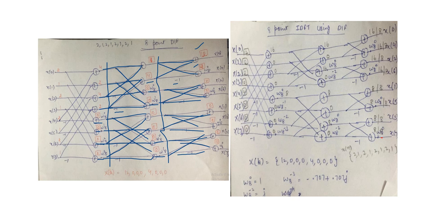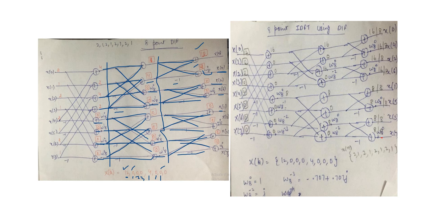So we write here 12. This 4 multiplied by W8^0, which is 1. 4 multiplied by 1 is 4. But this is the fourth point, X of 4. This is 0, this is 1, this is 2, this is 3. So we write 4 here. Then X of 2 is 0, so we write X of 2. X of 6 is 0. 4, 5, 6. So we write 0 here.